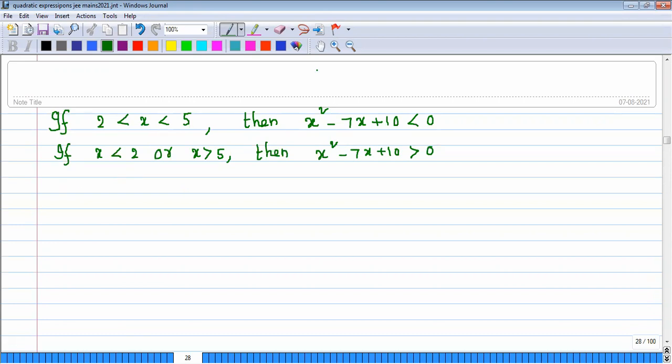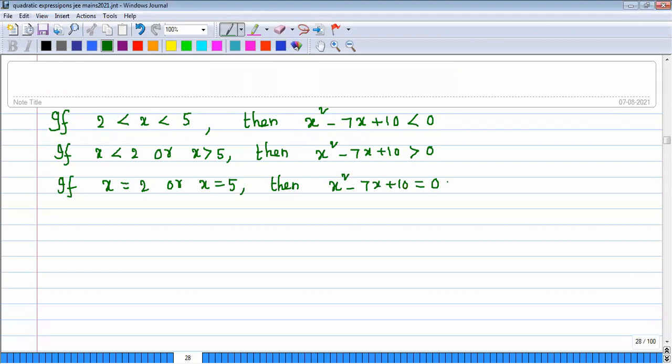Next, if x is equal to 2 or x is equal to 5, then x square minus 7x plus 10 equals 0.